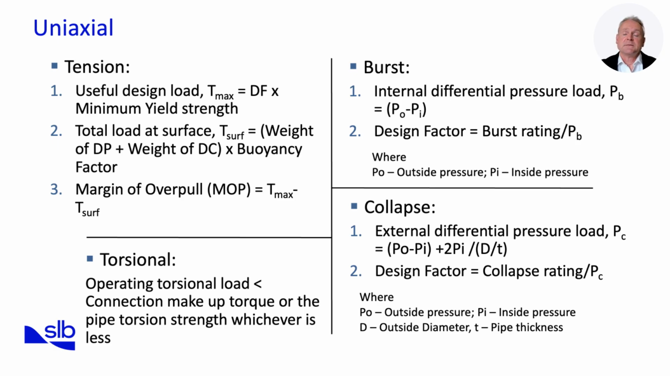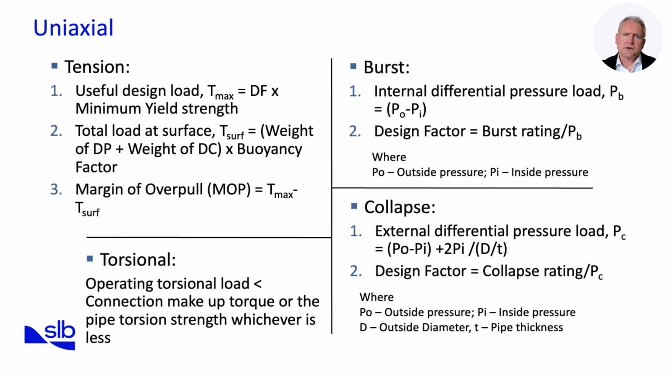For tension, the maximum design load is equal to the design factor multiplied by the pipe's minimum yield strength. The total surface tension is the buoyed weight of the drill string, which includes both pipe and collars. The margin of overpull is the difference between tensile capacity and actual surface load, and it must remain positive. For torsion, the design rule is that the applied torque must always be less than the smaller of two limits, the connection makeup torque or the pipe body torsional strength.